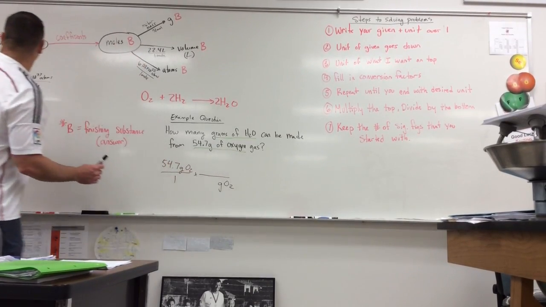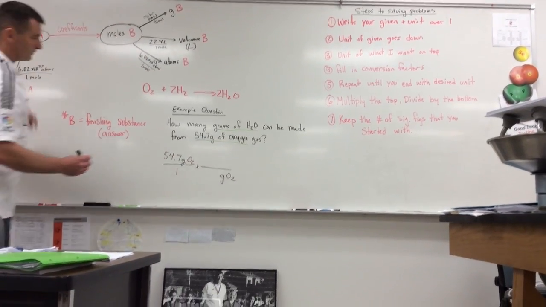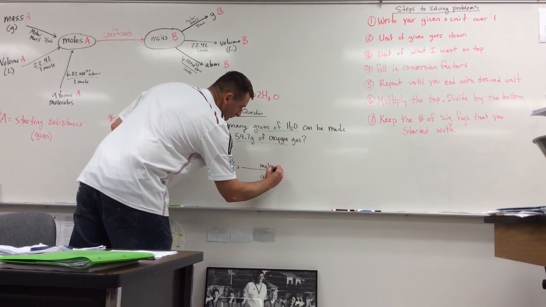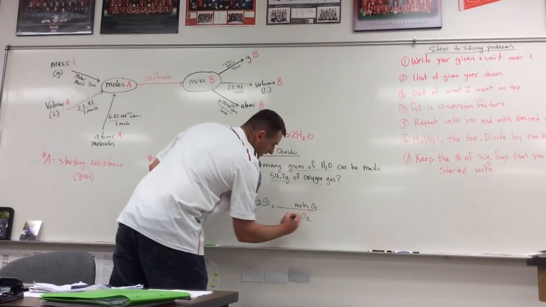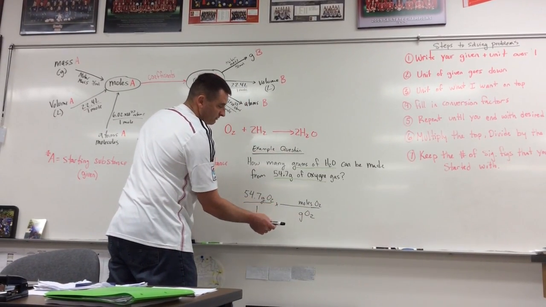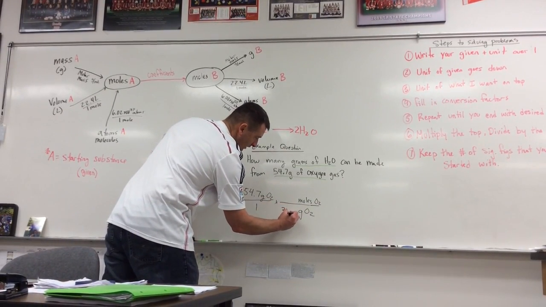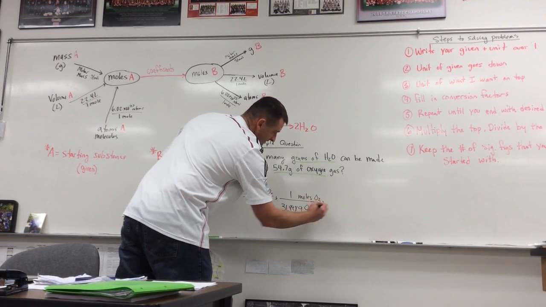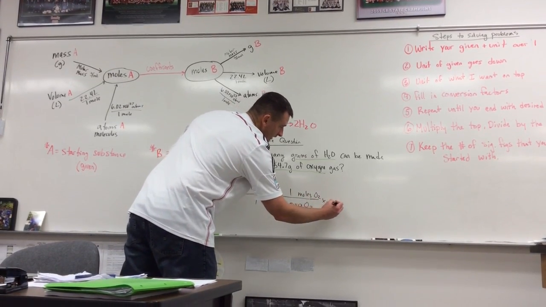So what did I tell you? You have to convert grams to moles. So my first step is going from grams of oxygen to moles of oxygen. And what do I do to do that? I use the molar mass. In this case, it's 31.998 grams to 1 mole. That's the molar mass of oxygen.